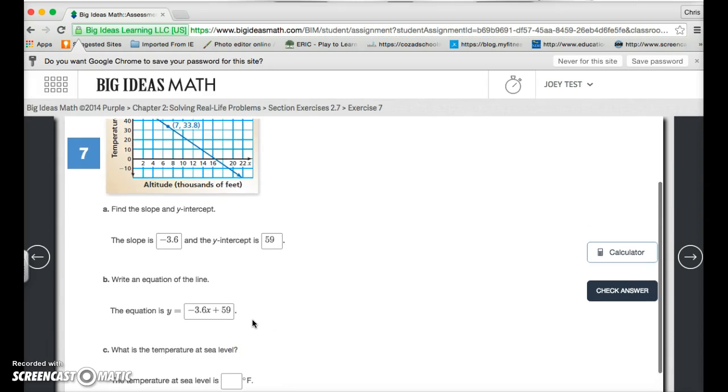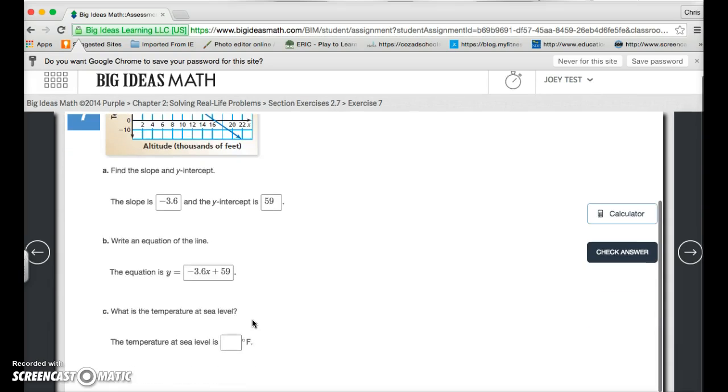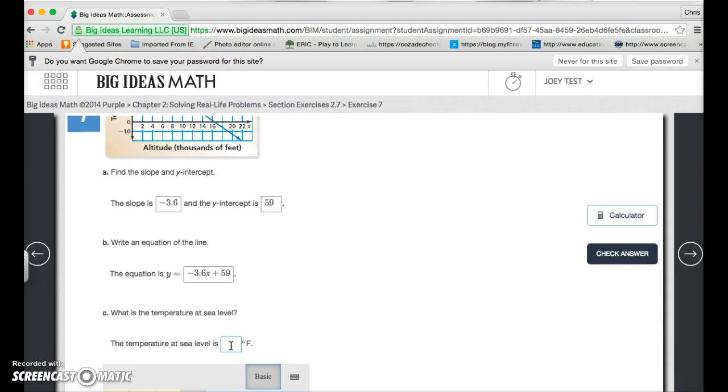What is the temperature at sea level? What does sea level mean? What's my altitude at sea level? By very definition, isn't that 0? Isn't sea level at 0? So what's my temperature at 0? 0, comma, we already said this 3 times, 4 times. 59.